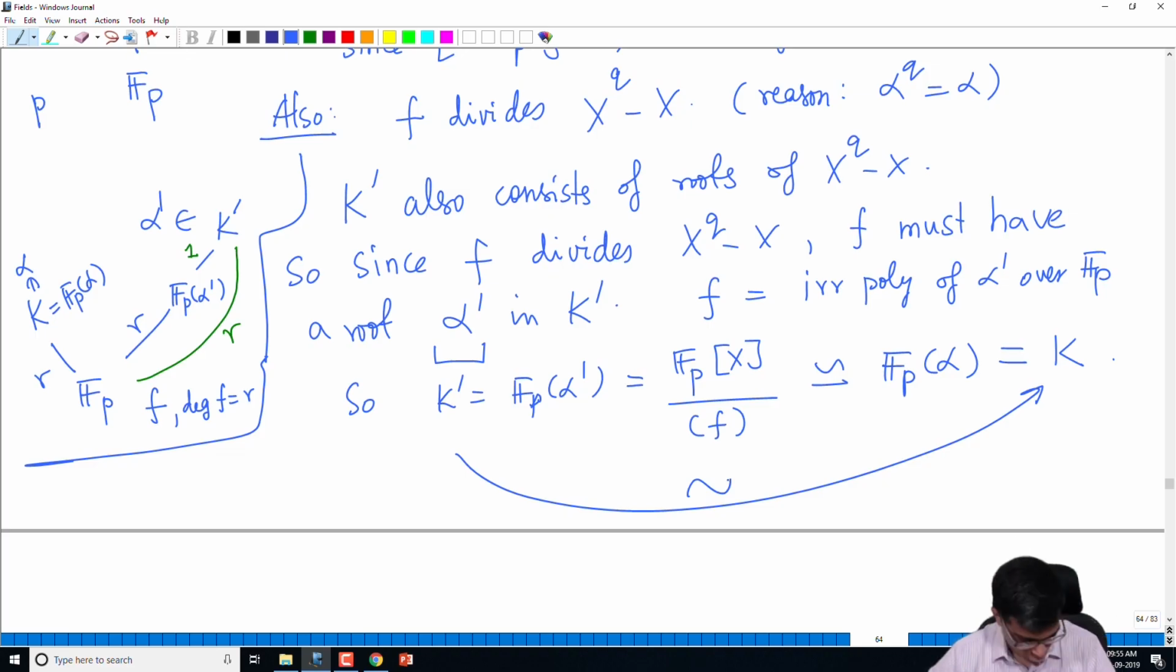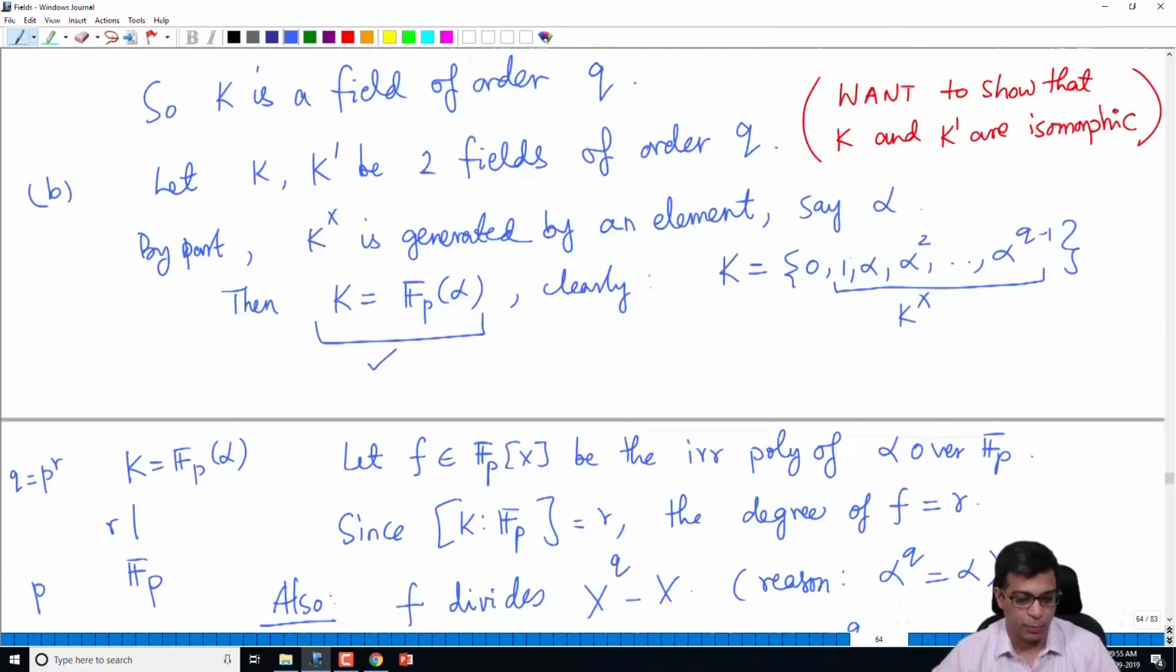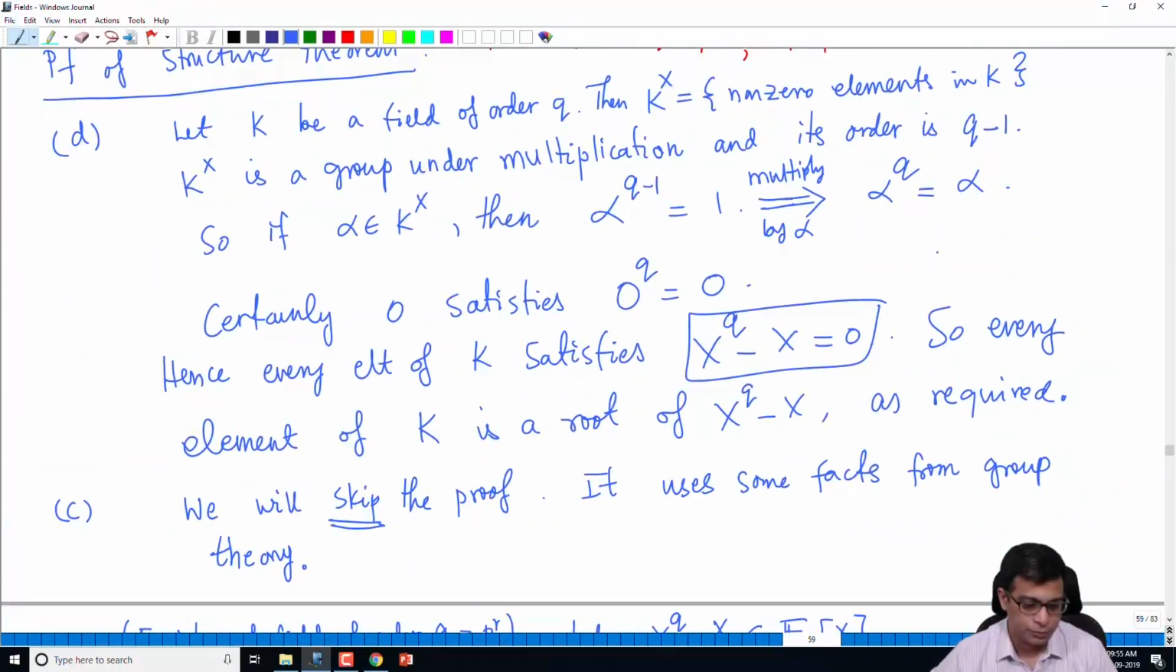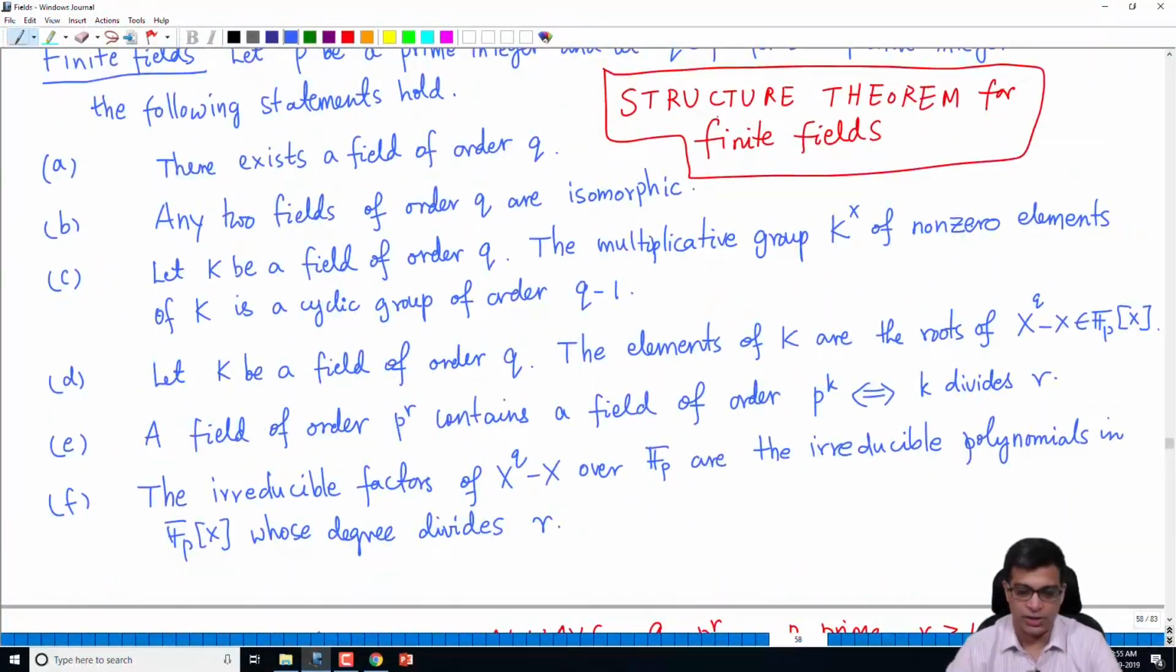So this completes the proof of part B. Remember, parts B and A are the important things for us. Part B was that any two fields of order q are isomorphic. So this I have shown.